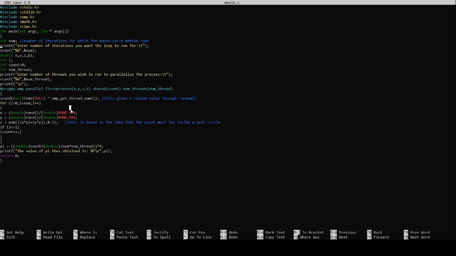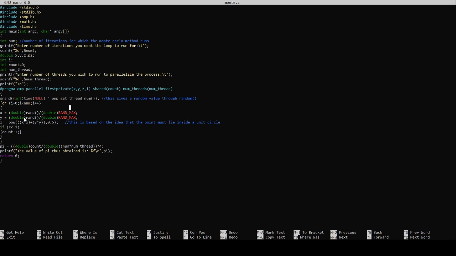What is our concern is to find out if they lie inside the circle as well. Now, if they lie inside the circle, then they will obey the equation x squared plus y squared equals 1, right? Because the radius of the circle is 1. If they lie inside the circle or on the circle, they will obey the equation x squared plus y squared less than or equal to 1.